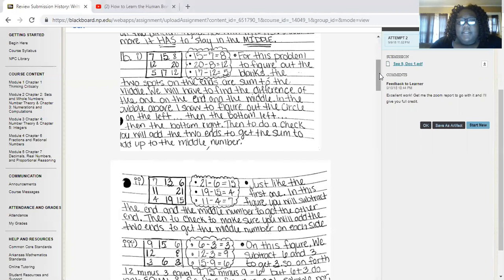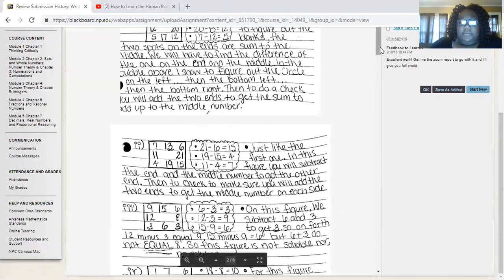So we have 15 minus 7, which gives us 8. We have 20 minus 8 equals 12. And we have 17 minus 12 equals 5. So 8, 12, and 5 filled those blanks. And so then to do the check, you will add the two ends to get the sum to add in the middle number.